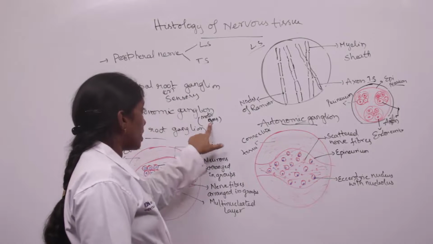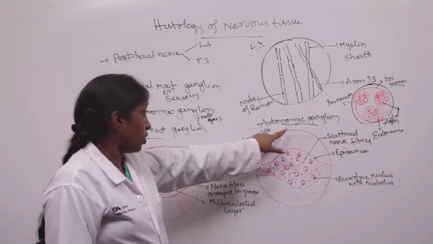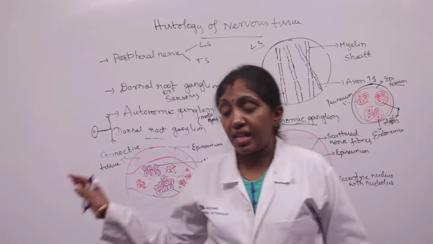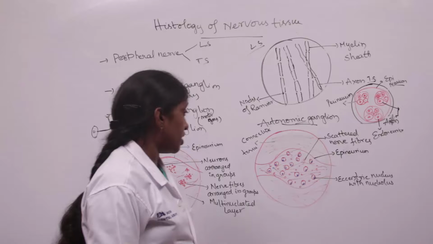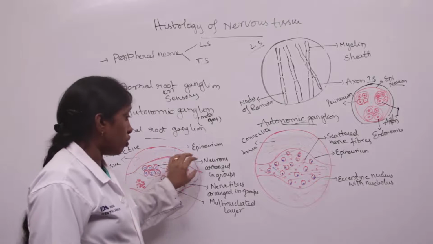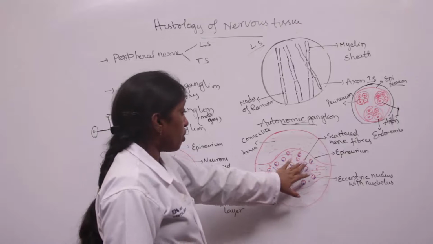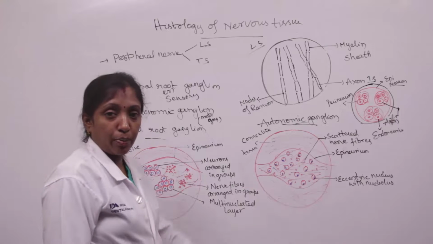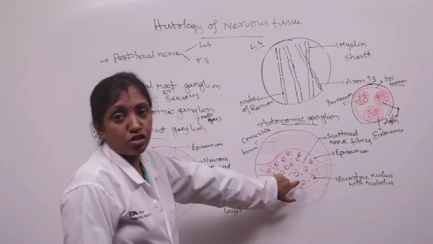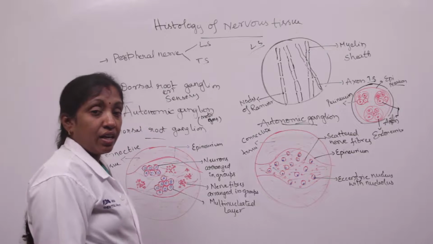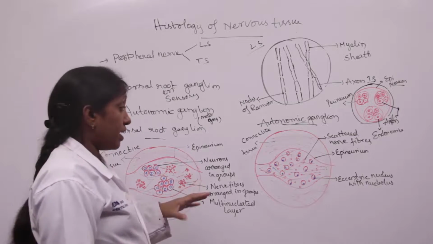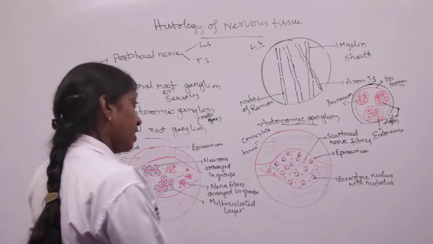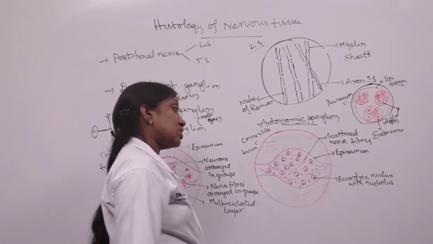And the autonomic ganglion is also called the motor ganglion, and the dorsal root ganglion is otherwise called the sensory ganglion. The differences between the two ganglia are represented here. In one, neurons and nerve fibers are arranged in groups; in the other they are scattered. The nucleus is centrally placed in one and eccentrically placed in the other. One consists of pseudo unipolar neurons, the other of multipolar neurons. The nerve fibers are afferent in one and efferent in the other, and the cell bodies are comparatively larger in one and smaller in the other.